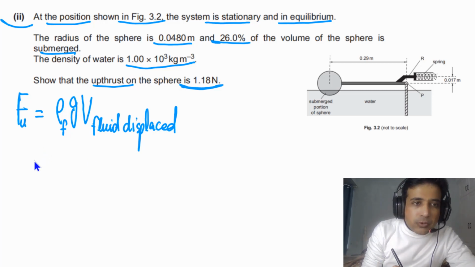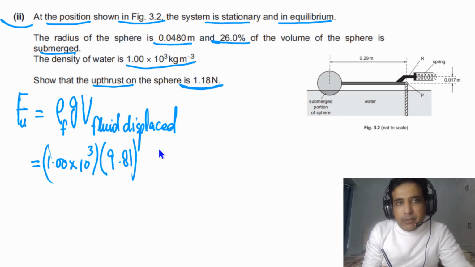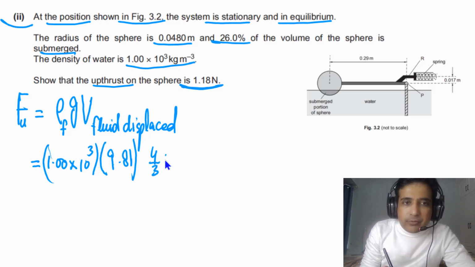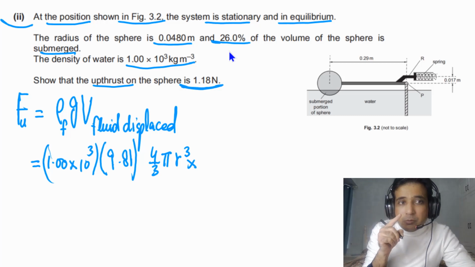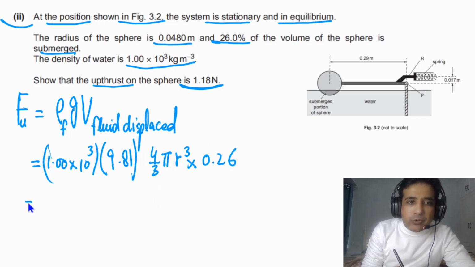Now we simply need to plug in values. The density of the fluid is water, so the density of water is given. This is 1 times 10 to the 3, meaning 1000 kg per cubic meter. The value of g is 9.81. Then the volume of the sphere will be equal to 4 by 3 pi r cubed, and only 26% of the volume of the sphere is submerged. 26% means 0.26. So this is the volume of the fluid displaced. Now we can simply plug in values and calculate the final answer.